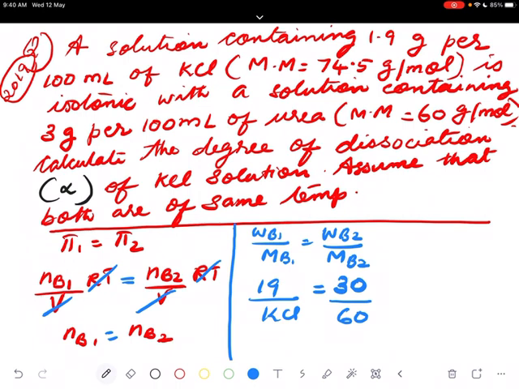So what is the molar mass of KCl? KCl molar mass you can calculate, that is here 2. So KCl molar mass is equal to 38.